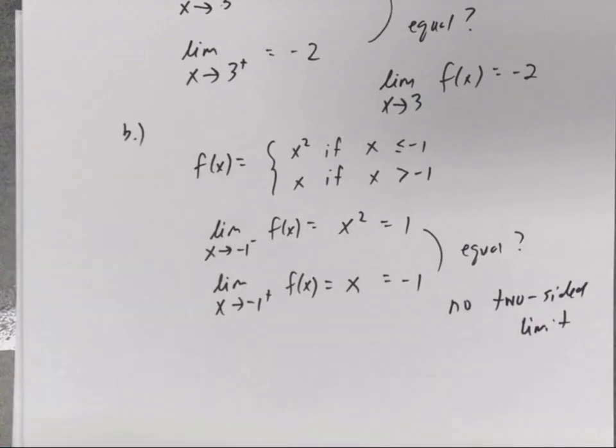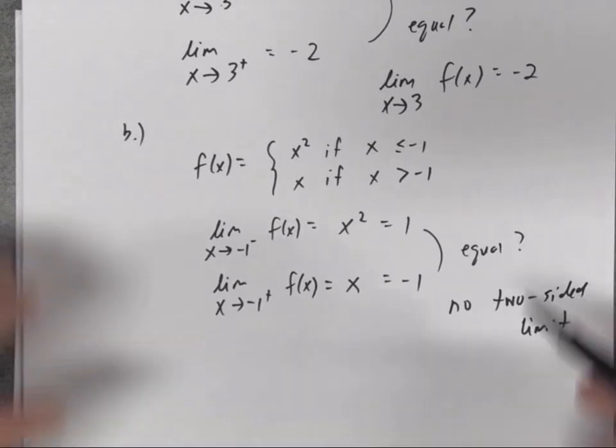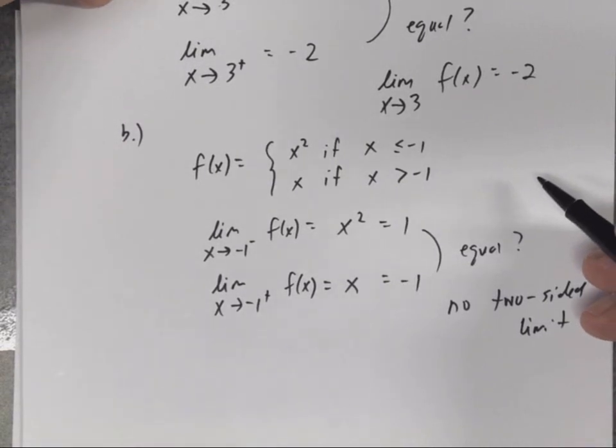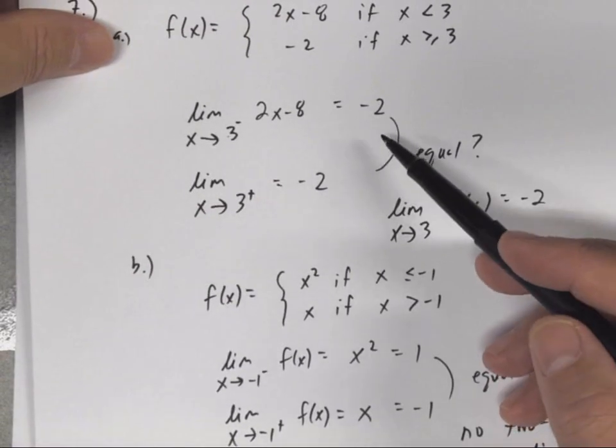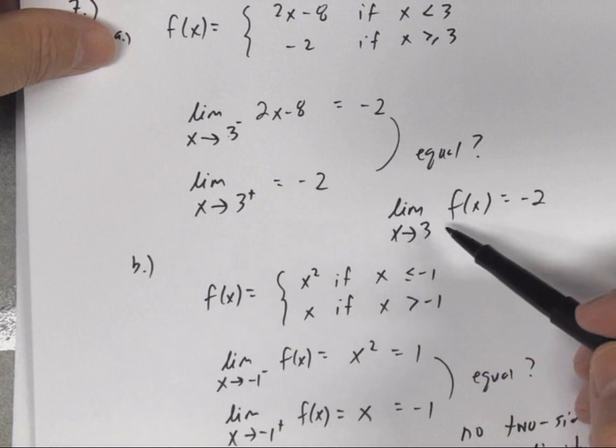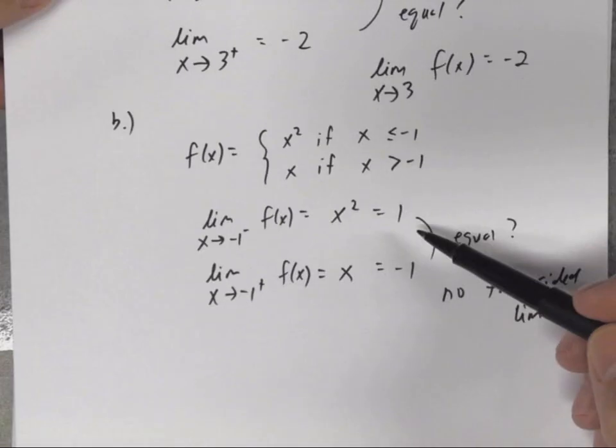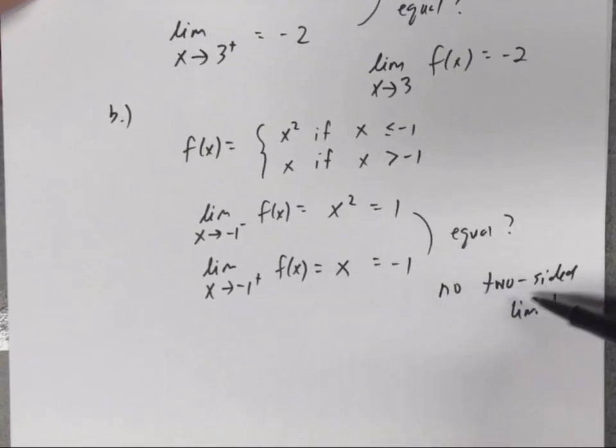So we say that there is no two-sided limit. You only have a two-sided limit when the low limit and the high limit are both the same, like what happened in this earlier problem. Since they're both -2, we actually have a limit. But here, since it's 1 and -1, there's actually no limit.